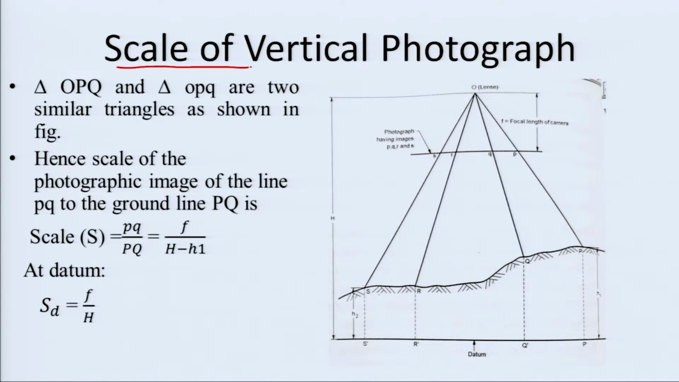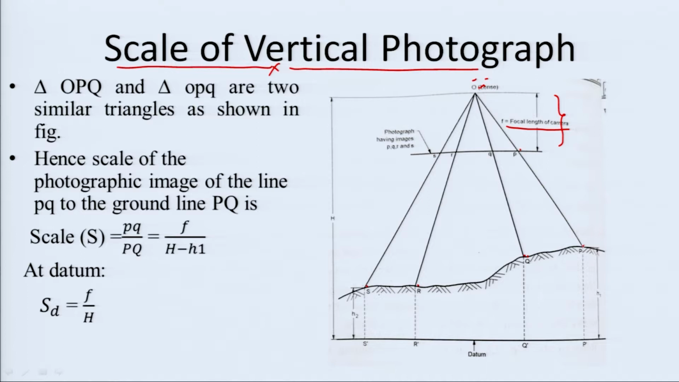Now, moving forward, to find out the scale of a vertical photograph, let us see this figure. In this figure, this is a lens, the optical axis of the lens, and this is a point on the image. The distance between the optical lens and the point on the image is denoted by f, that is the focal length of the camera, and these are the different points that are situated on the ground.